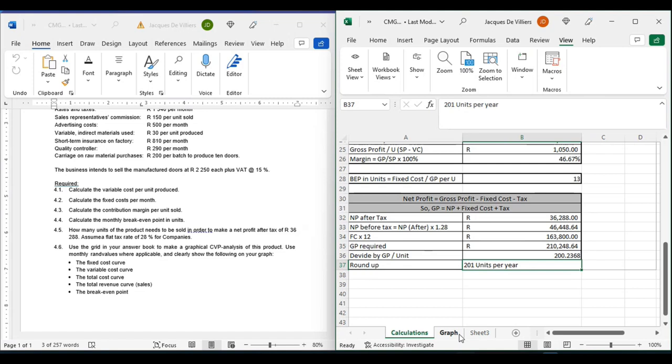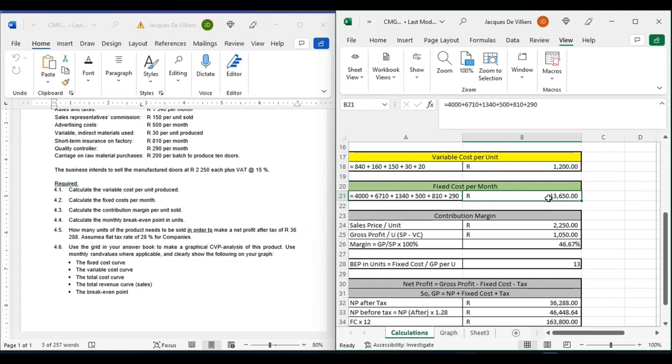In your answer book, make a graphical cost volume profit analysis of this product, using monthly rand values where applicable, and clearly show the following. So now we're not going to use this 163,000 for fixed cost. We are going back to the 13,650. And a good tip is that if your fixed cost line is at 13,650, you must pick a scale that is more or less three times that. That is what I did in the graph.